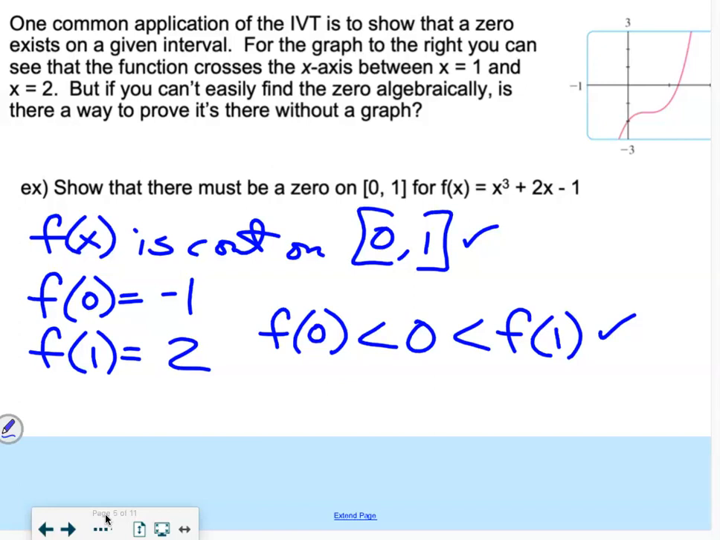So if it isn't continuous, do you just not? You would say IVT does not apply, because f of x is discontinuous. And it might be nice to say where it's discontinuous, but yeah.